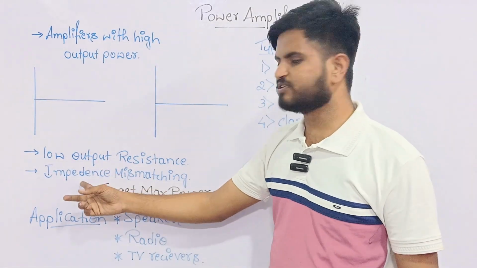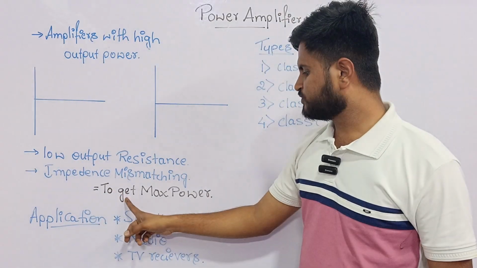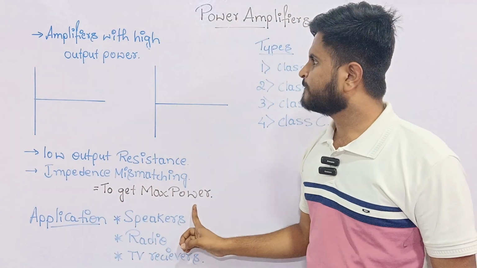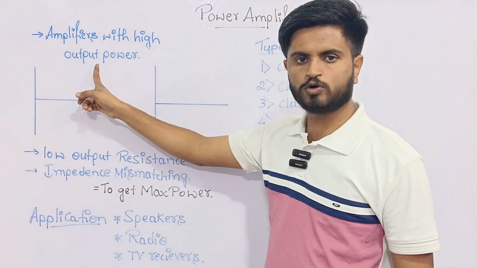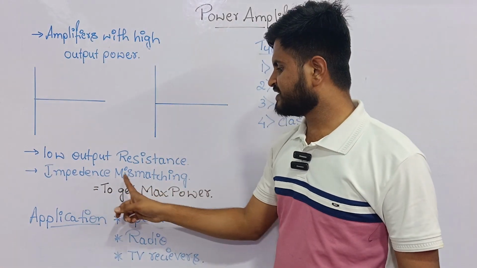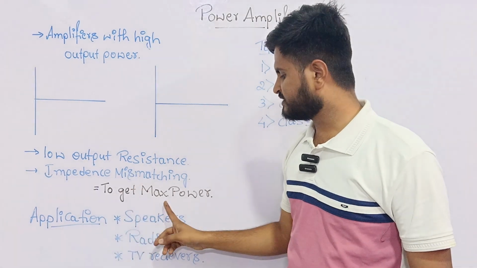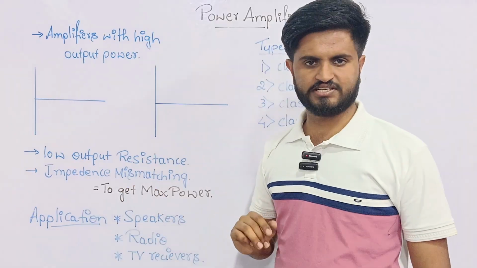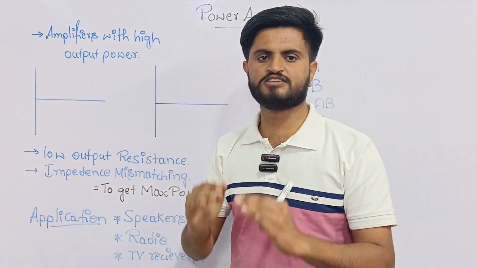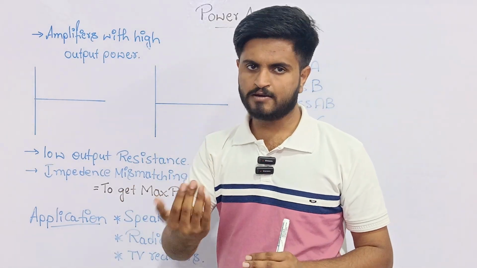So what will impedance mismatch do? It will help to get the maximum power, because these power amplifiers need the maximum output power, no? So this impedance mismatching helps to get the maximum power. And low output resistance, because when the resistance is low you can maximize the power.